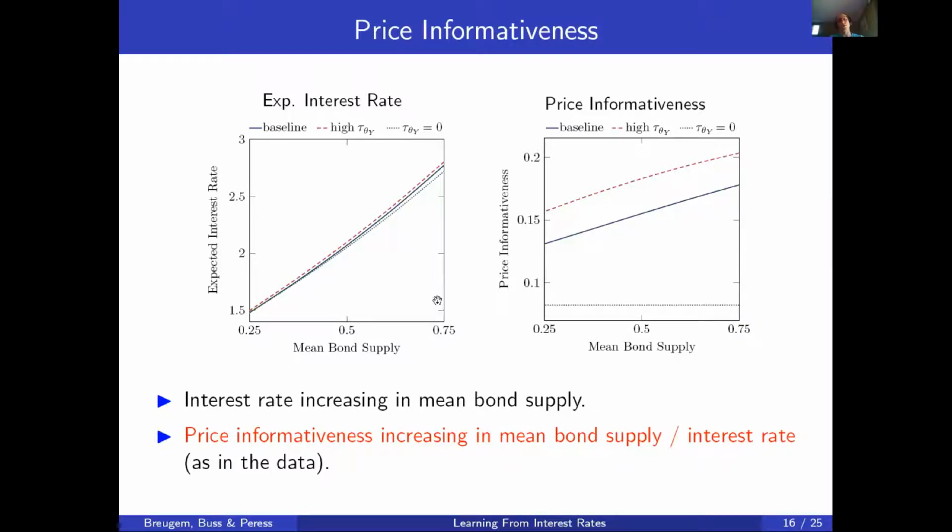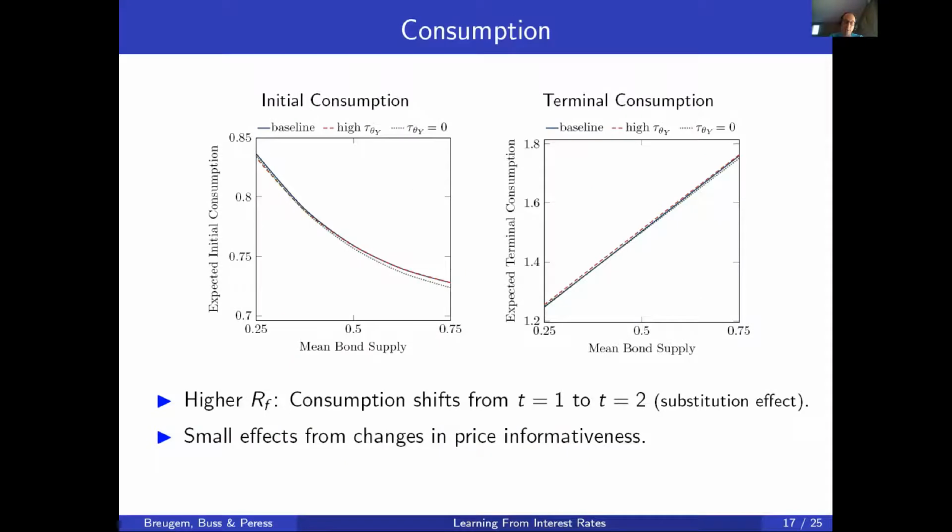So on the left panel here is the interest rate as a function of the mean bond supply. It's increasing. That makes a lot of sense. If there's a bigger supply of bonds, the bond price is lower and the interest rate is higher. And on the right panel, we have price informativeness as a function of the mean bond supply, and it's increasing. So the point of putting on the x-axis the mean bond supply rather than the interest rate is that in this economy, the interest rate is endogenous and random. Right? So here we can plot price informativeness as a function of a deterministic parameter. Okay, so here, as in the toy model, price informativeness is increasing in the mean bond supply and therefore in the interest rate on average.